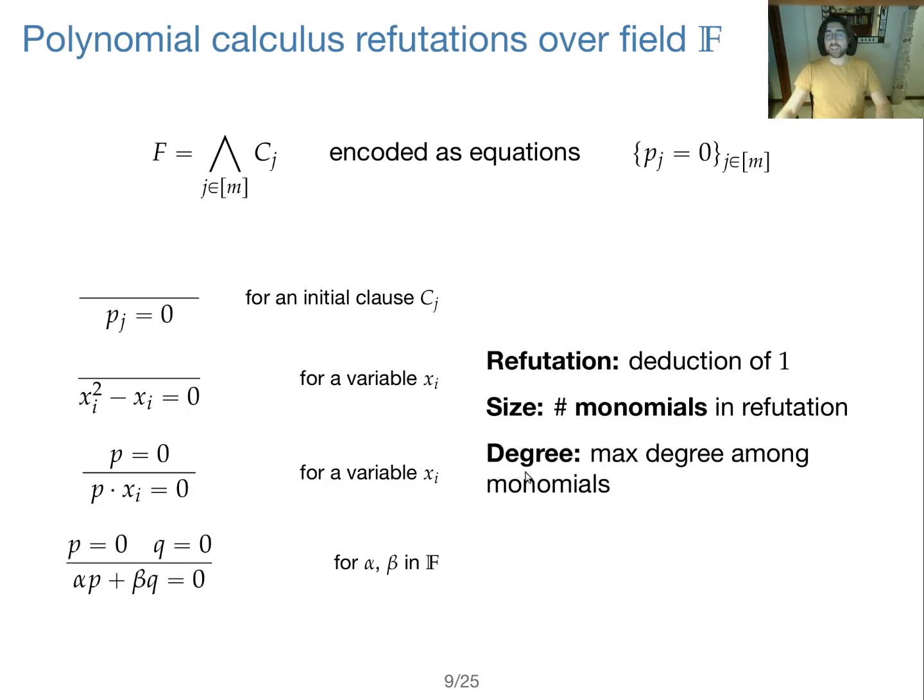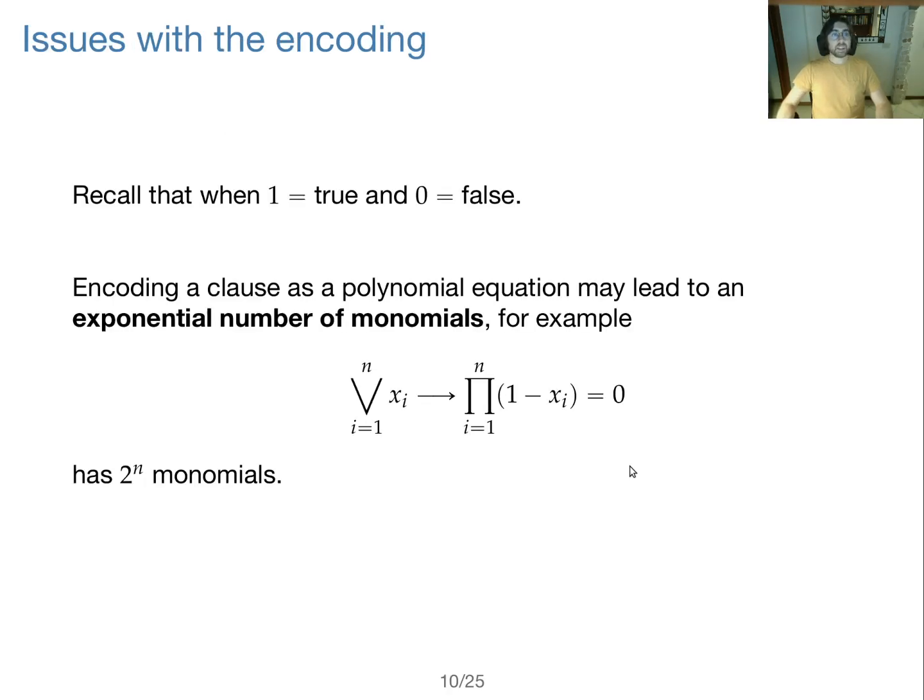The degree of a proof is the maximum degree among all the polynomials occurring in the proof. So there is an issue with encoding clauses as polynomial equations. In particular, see this example. If you have the disjunction of a lot of positive literals, the polynomial equation that corresponds to this clause has an exponential number of monomials. So this issue makes the direct encoding not very efficient, not very convenient to use.